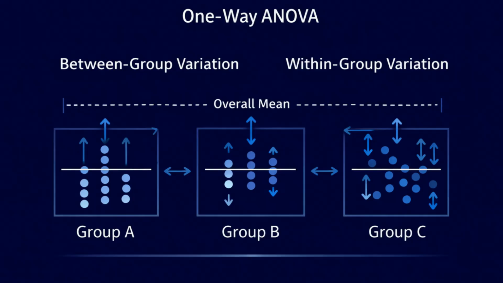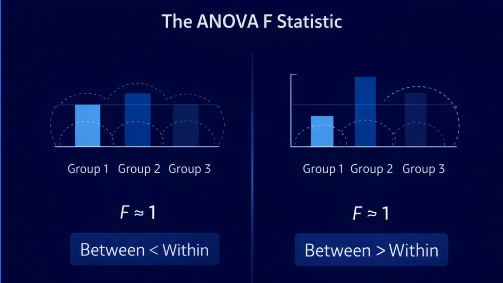One-way ANOVA works by comparing two sources of variation. Between group variation measures how far the group means are from the overall mean. Within group variation measures how much individual observations vary around their own group mean. The ANOVA F statistic is the ratio of between group variation to within group variation. If group means are very similar, the between group variation will be small relative to within group variation, and F will be close to 1. If group means differ more than expected by chance, the between group variation will be large relative to within group variation, and F will be larger.